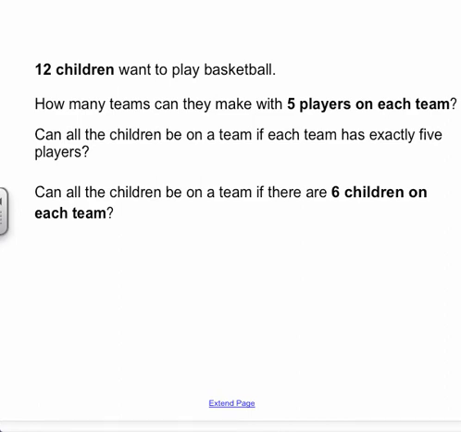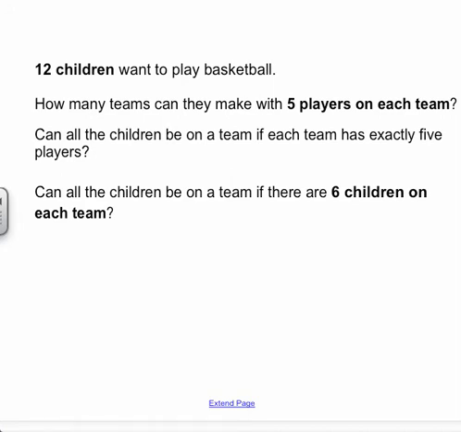Here's another story problem. 12 children want to play basketball. How many teams can they make with 5 players on each team? Can all the children be on a team if each team has exactly 5 players? Can all the children be on a team if there are 6 children on each team?